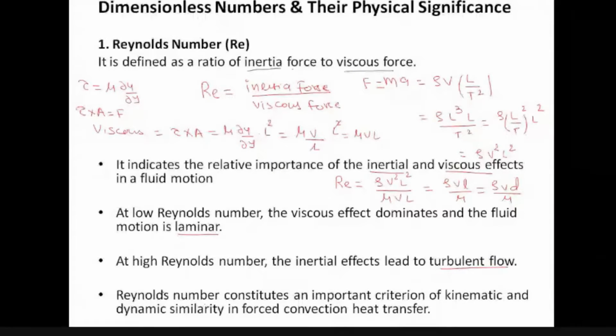At high Reynolds number, the inertia effect leads to turbulent flow, meaning viscous effect is very small. So Reynolds number is very useful to identify whether the flow is laminar or turbulent, and based on this we can calculate the relationship between other factors and the convective heat transfer coefficient. So Reynolds number constitutes an important criterion of kinematic and dynamic similarity in forced convection. Whenever the fluid is moved with the help of some mechanical element, this Reynolds number has significant value. So Reynolds number is applicable in forced convection.